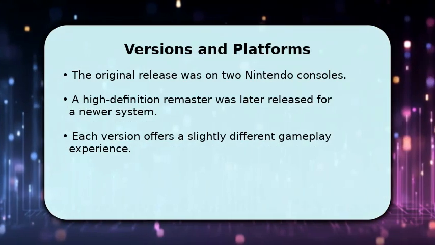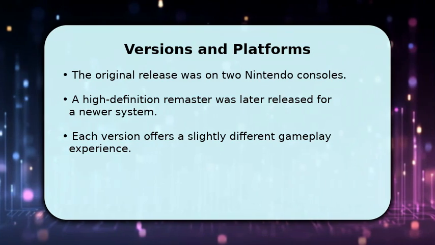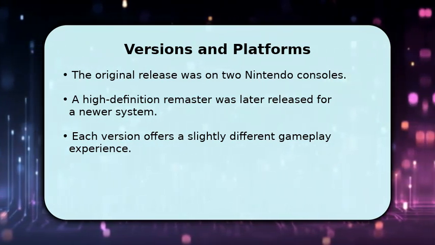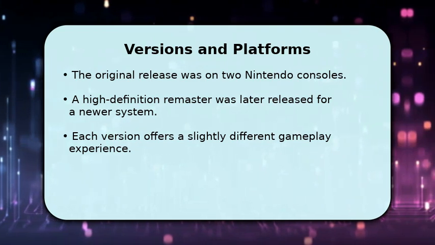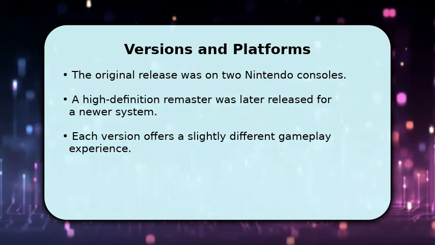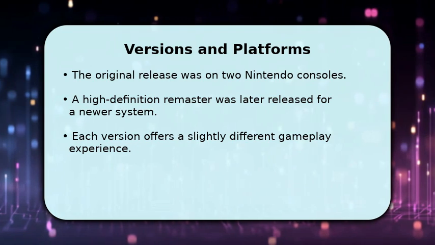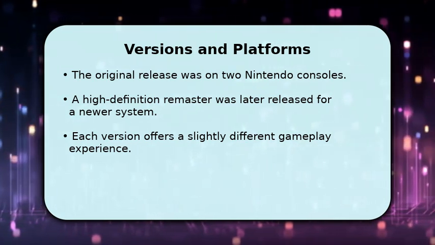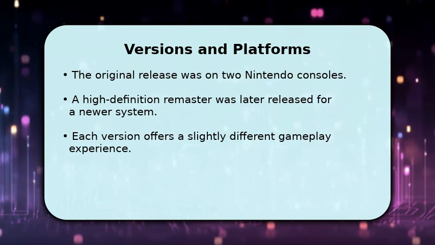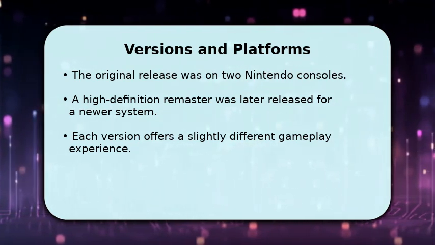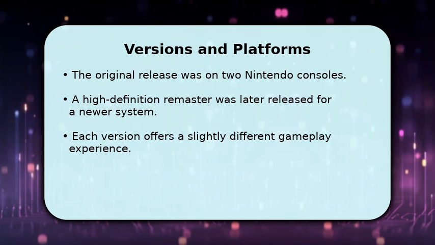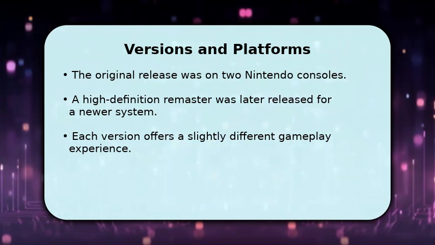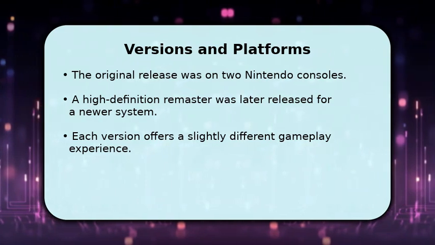The Legend of Zelda, Twilight Princess originally launched on two distinct Nintendo platforms, the Nintendo GameCube and the Nintendo Wii. The Wii version introduced motion controls for sword combat and aiming, while the GameCube version retained traditional button inputs. Later, a beautiful high-definition remaster, Twilight Princess HD, became available for the Nintendo Wii U, featuring enhanced graphics and additional content. Knowing these options helps you choose your preferred way to play.